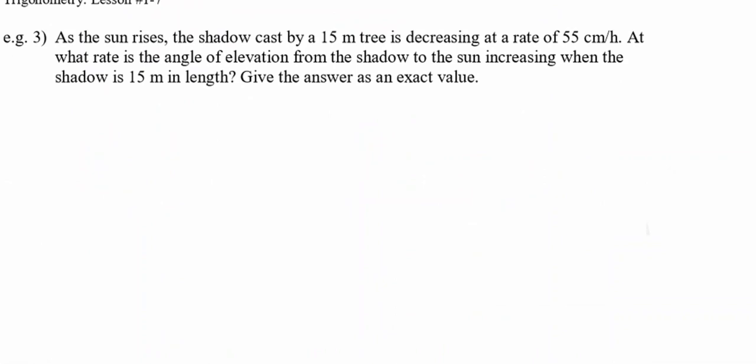All right, last one. As the sun rises, the shadow cast by a 15-meter tree is decreasing at a rate of 55 centimeters per hour. At what rate is the angle of elevation from the shadow to the sun increasing when the shadow is 15 meters in length? Give your answer as an exact value.